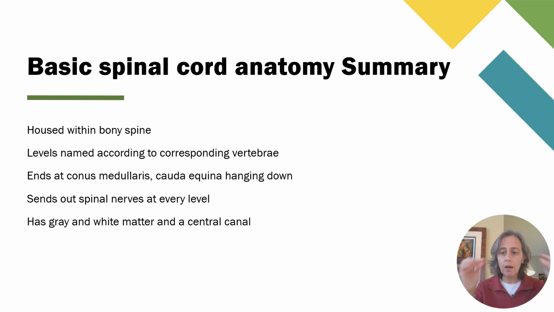Spinal nerves are coming out from every single layer of the spinal cord. In between every vertebrae, we've got a pair of nerves coming out on each side. We'll talk more about those soon. And then, of course, we have gray matter, and we have white matter, and we have that central canal.